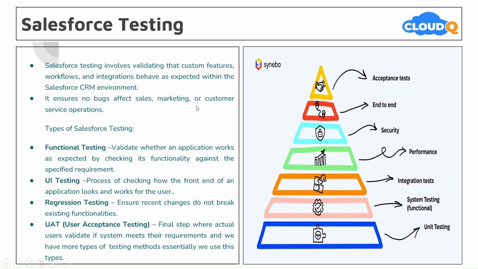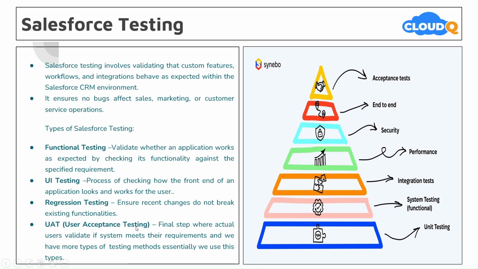The types of Salesforce testing are functional testing, UI testing, regression testing, and UAT or user acceptance testing. First one is functional testing. It validates the functionality of a software application to ensure it behaves according to the defined requirements and specifications. Then UI testing, user interface testing. It is used to check how the software looks and works when people use it. That is the UI testing. Then regression testing. It ensures that new updates or changes do not break live functionality.